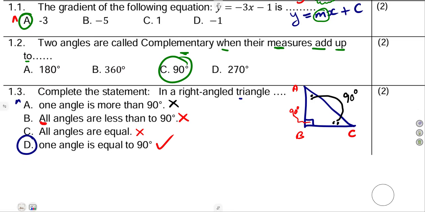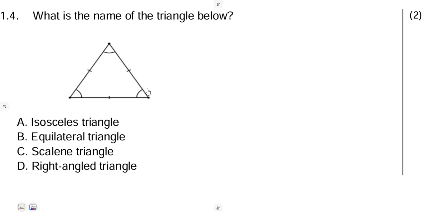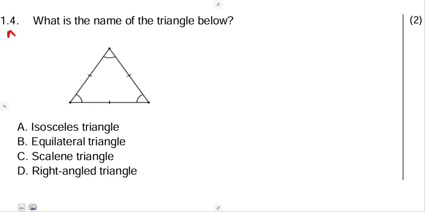Multiple choice questions. You work with the answers that you're given. Sometimes, like this question, you figure out from what you're given. These ones, they do not work. They cannot be on a right angle triangle, right? So let's communicate, guys, even on the comment section. Maybe there is something that you want to share about this question. All right, 1.4. What is the name of the triangle below?